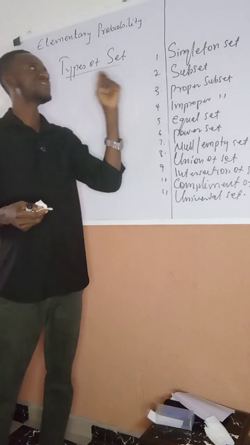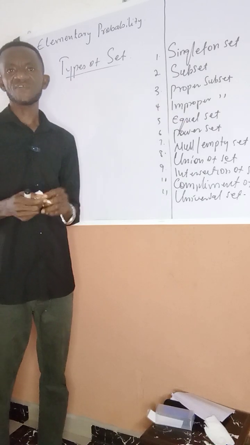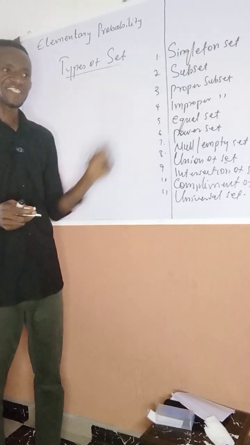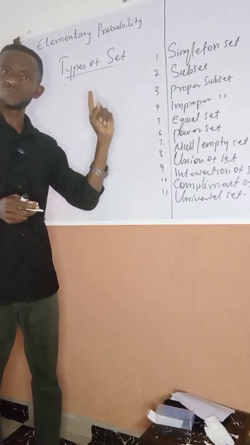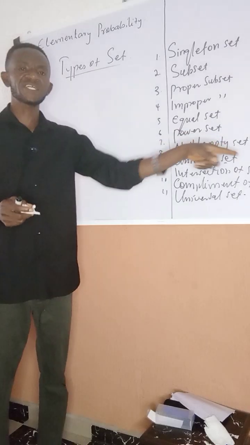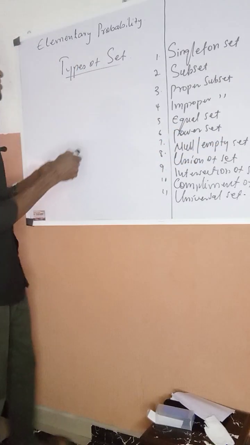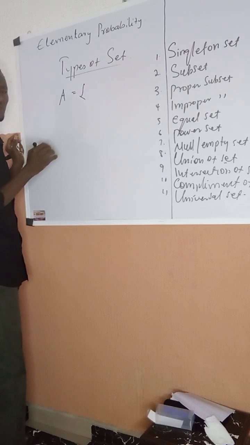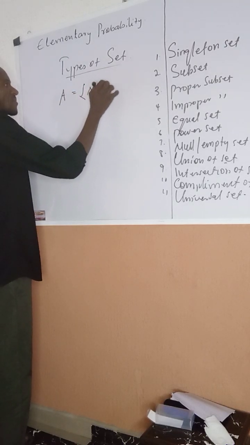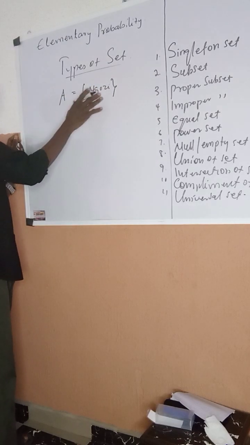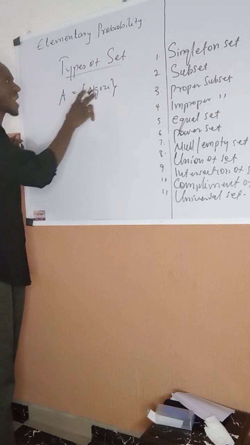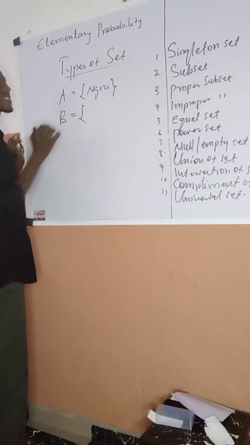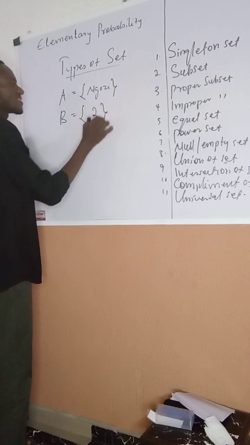A set is said to be singleton if and only if that set contains only one member. That is, the cardinality of that set, the number of members in that set, is 1. For instance, if you have a set A and that set A is given as Ngozi, this set A contains only one person, Ngozi. I equally have a set B and that set B contains something like 2 inside.